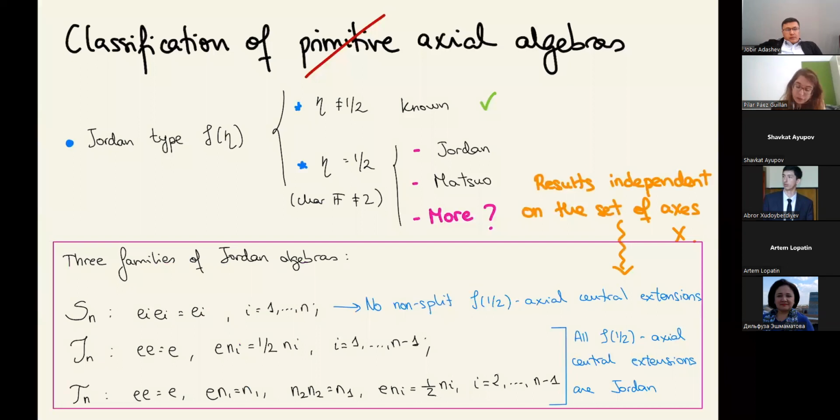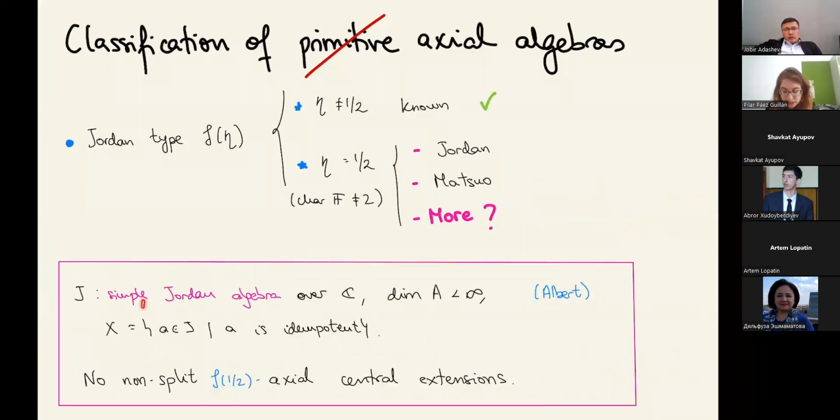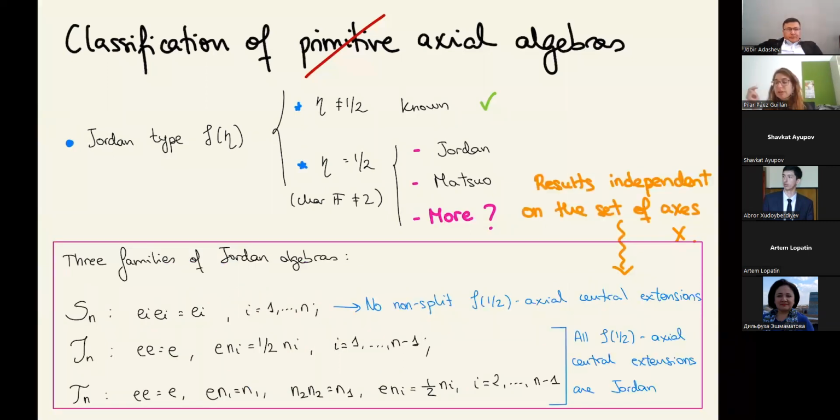Then we also consider three families of Jordan algebras. The first one has only the semi-simple part, just the direct sum of the idempotents. And here we found that, again, there are no non-split axial central extensions. And for these two other families, this one is supposed to be Gn and this one Tn, we found that whenever we have an axial central extension of type 1/2, this is Jordan. So again, no more algebras here. And I want to point out that in the previous case, we only work with the set of all idempotents. The results are independent of the set of axes. You can take whichever, and the result is always the same.